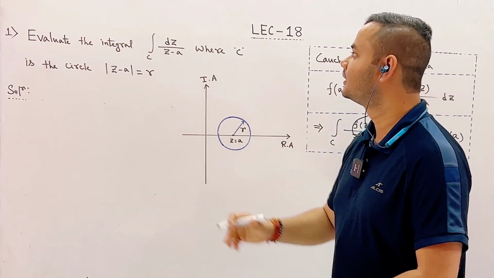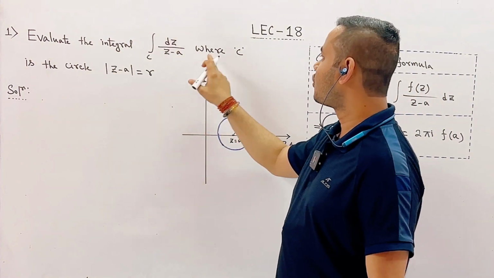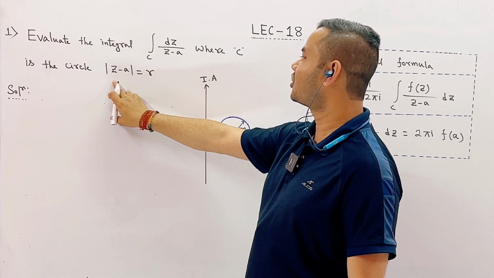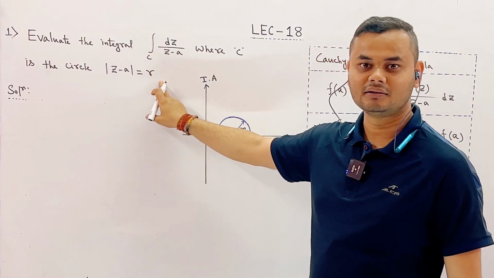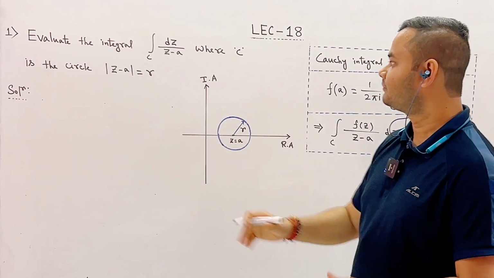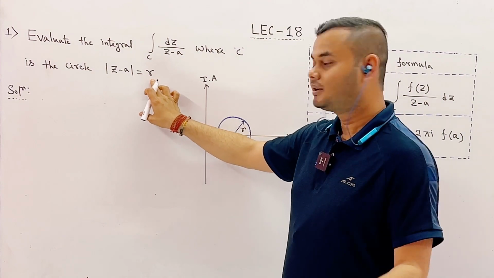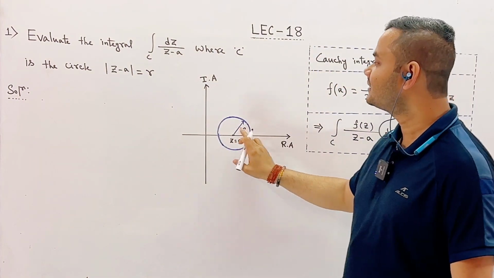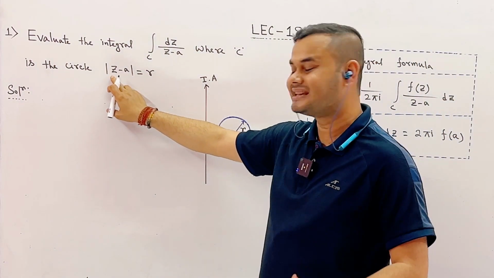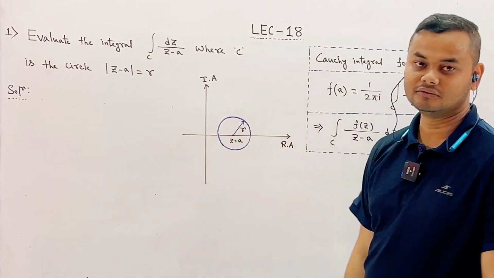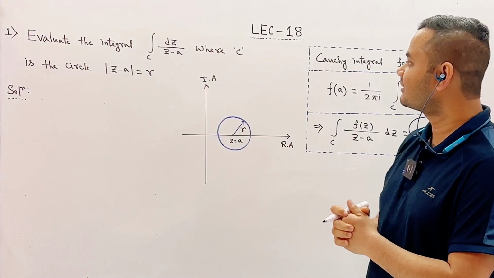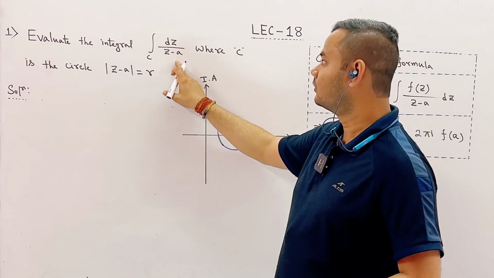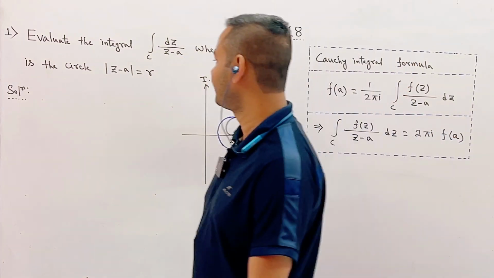Problem number 1. Evaluate this integral where C is the circle modulus of z minus a equal to r. So according to this problem, the radius of the circle is small r and the center is located at the point z equal to a. So first let us calculate the singular point or pole of this integrand.